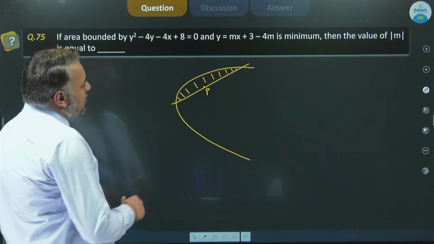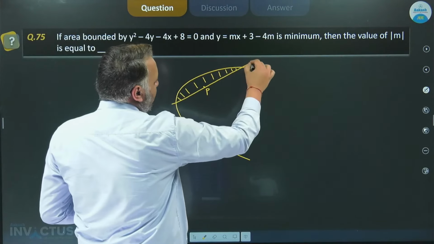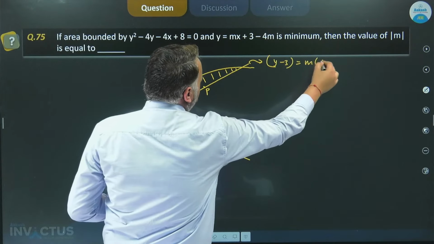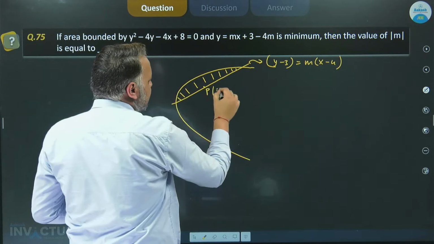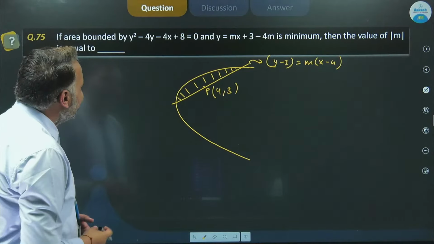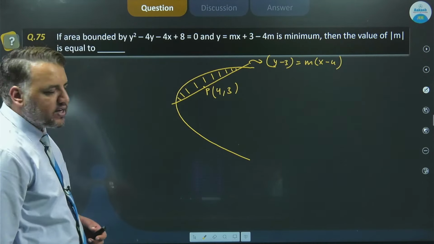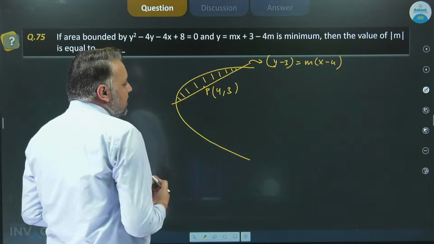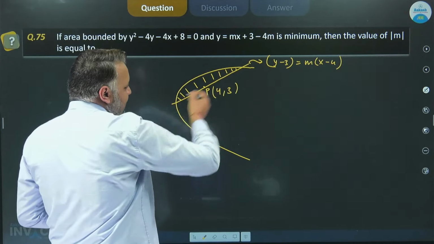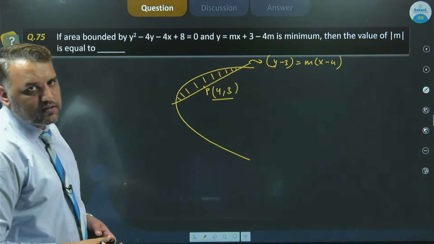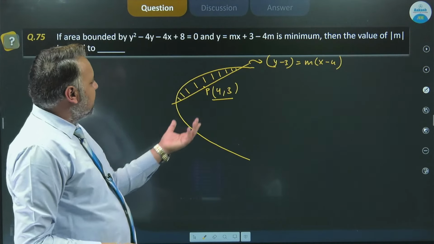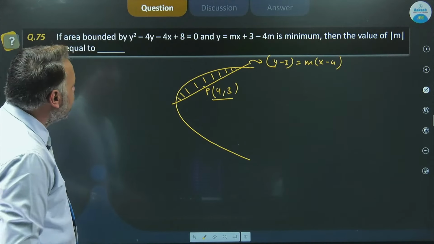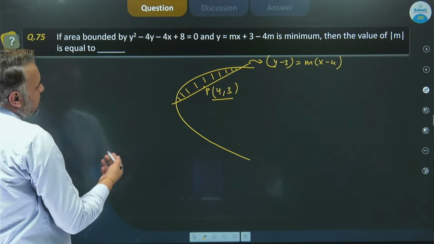Okay? So you can write this equation again, that is y minus 3 is equal to m into (x minus 4). So this fixed point is nothing but (4, 3), which lies inside this parabola. You can again check here. So if you want this line to make minimum area with this parabola, then this line will be such that (4, 3) is the midpoint for this chord. So we have to just write the equation of a chord whose midpoint is given. So using T is equal to S1, we can write the equation.